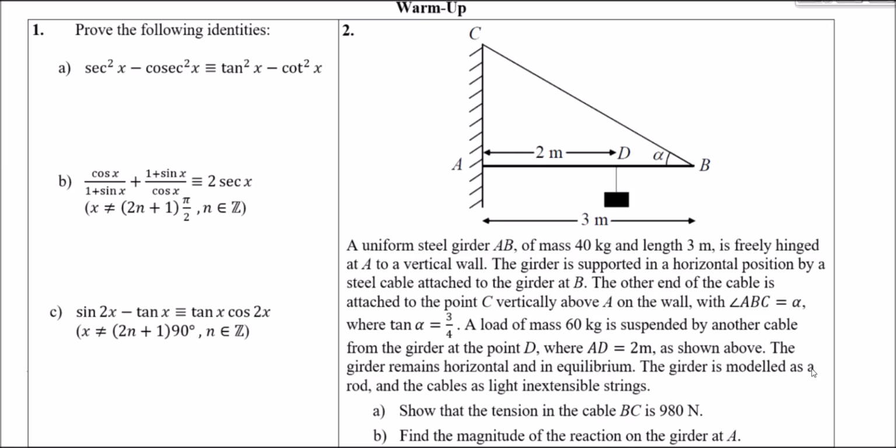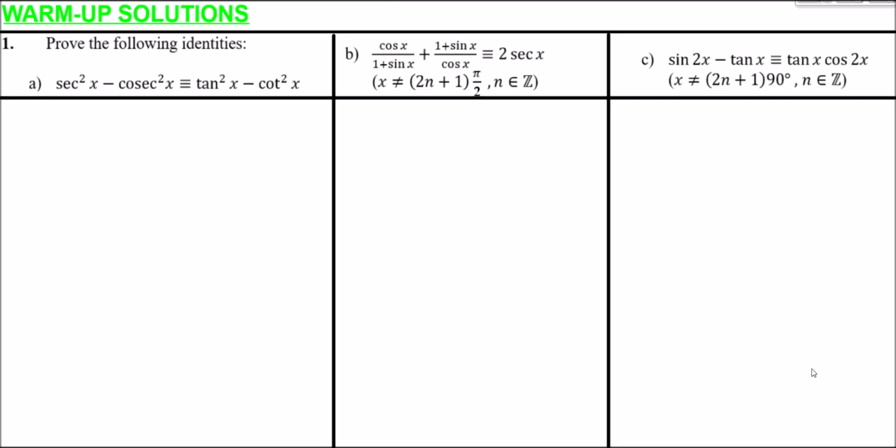Right then, so let's have a look at these identities for warm-up question 1. So first of all, we have to prove the identity that sec squared x minus cosec squared x is equivalent to tan squared minus cot squared. So let's make the left equivalent to the right. So I'm going to write this out as it stands. So I've got sec squared x minus cosec squared x.